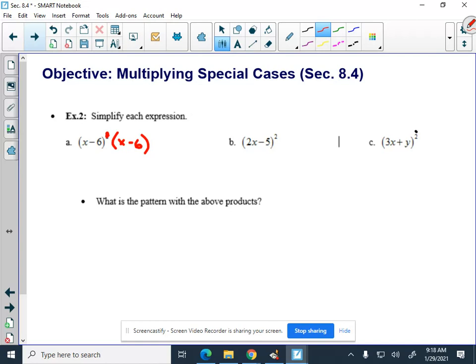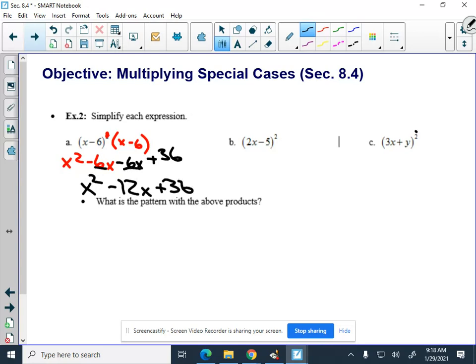Now, it says this is a special case, but notice, is 1 positive? So they're not going to cancel out, but something else is going to be special about this. X times x is x squared. X times negative 6 is negative 6x. Negative 6 times x is negative 6x. Negative times a negative is a positive 36. So what's special, if you notice, you got negative 6 and negative 6. It's the same. So all that does is, that one plus that one is the same as negative 6 times 2. It doubles it.